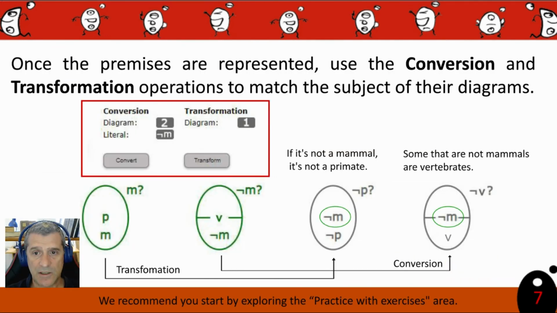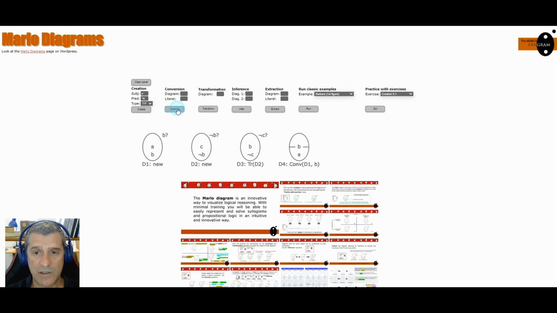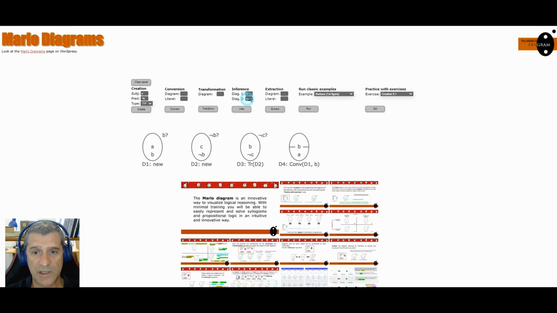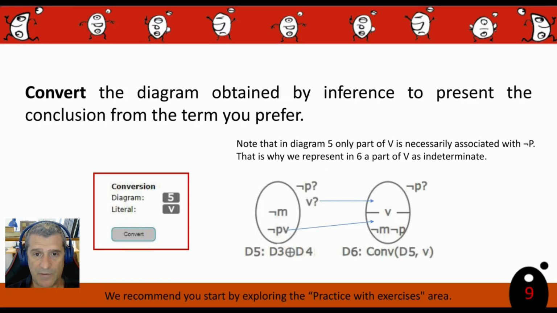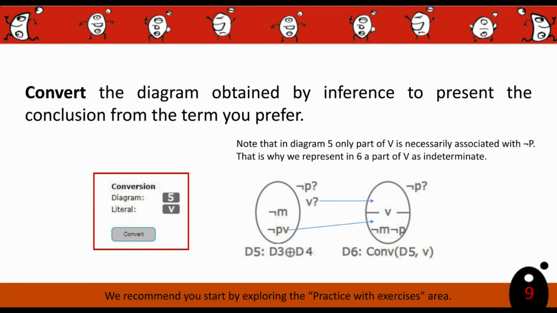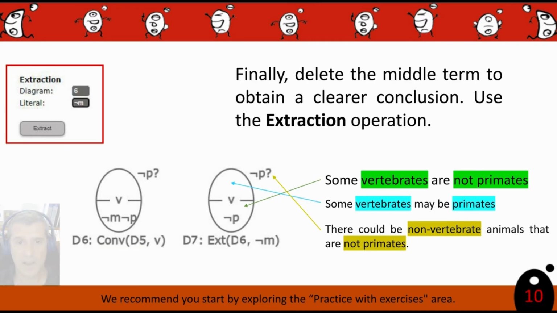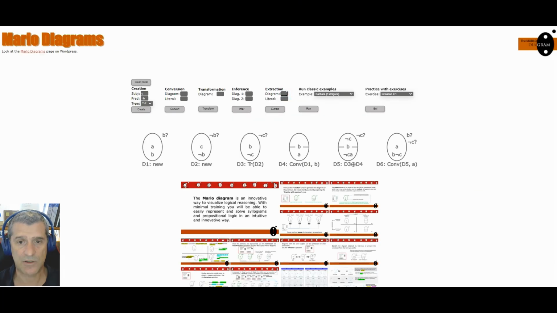We then need to match the subjects of our diagrams by identifying the middle term and converting or transforming the diagrams. We can synthesize in a single model all the information contained in propositional models with the same subject. After this, convert the diagram obtained by inference to present the conclusion from the term you prefer. And finally, if we eliminate the middle term from the representation, we can clearly see the total or partial relations that are established between the rest of the variables in play.